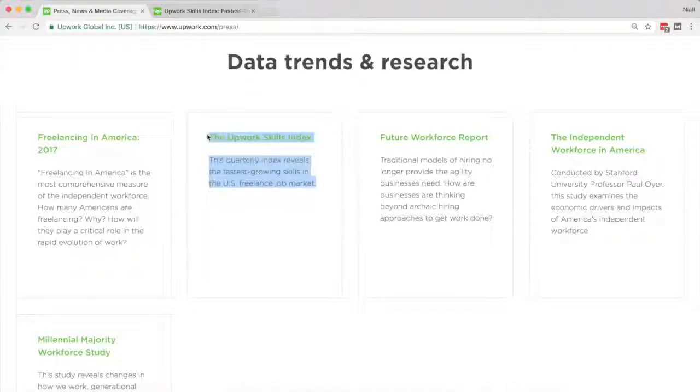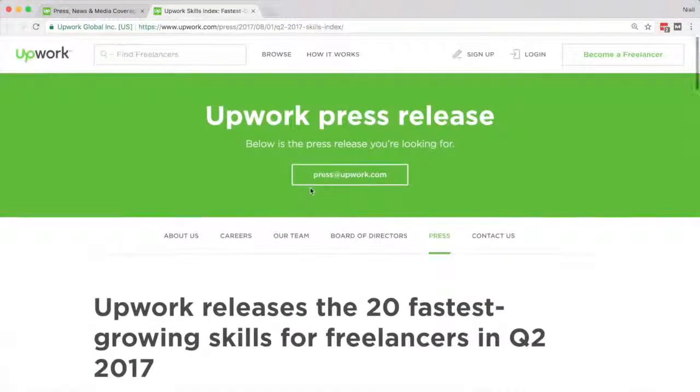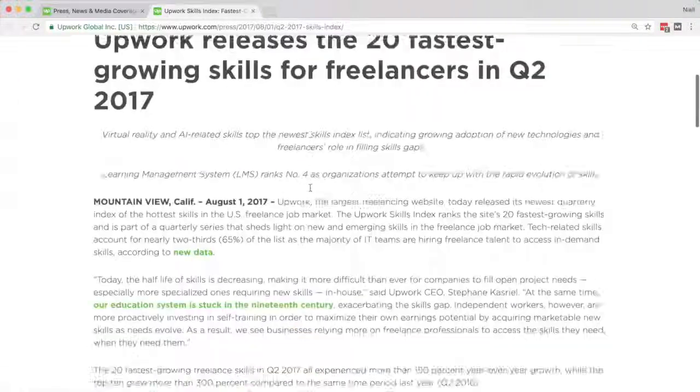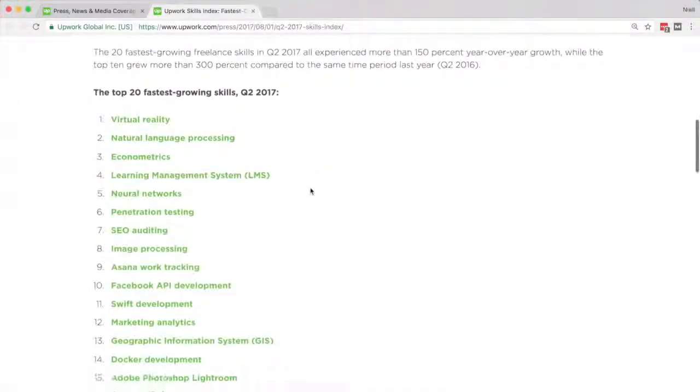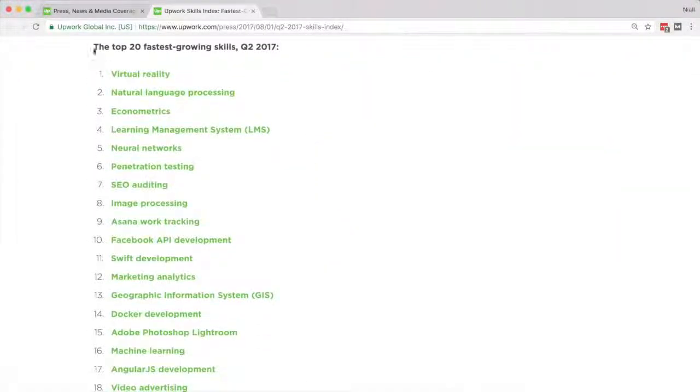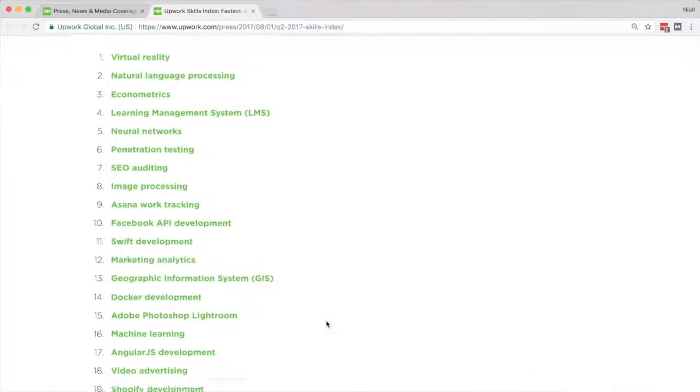For example, here are the top 20 fastest growing skills in a recent 3-month period on Upwork. From that list, you can clearly see what there's an increasing demand for. And then the question you need to ask yourself is, do any of those jobs sound interesting to me?